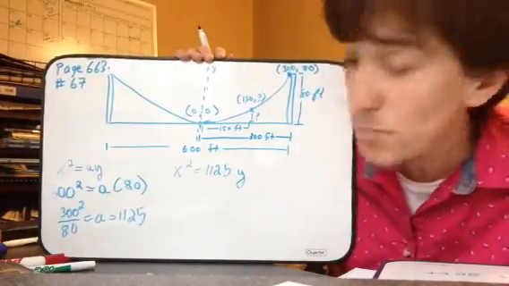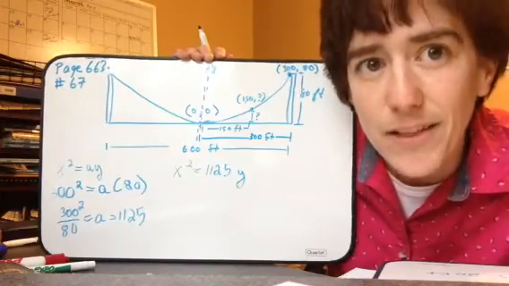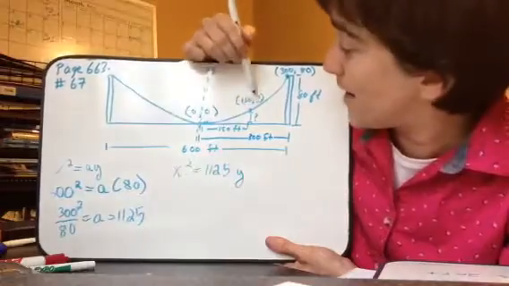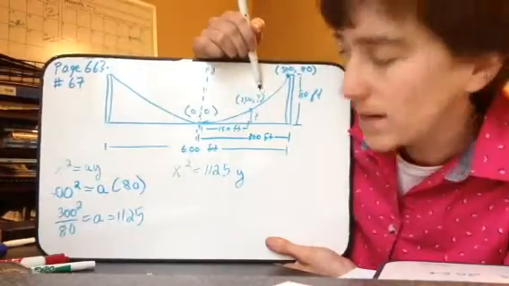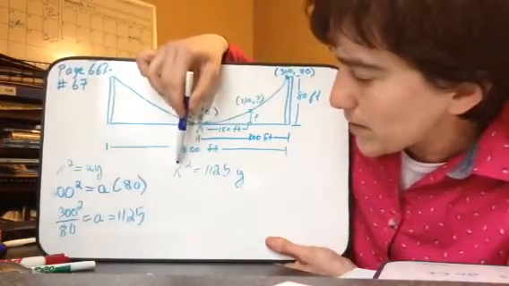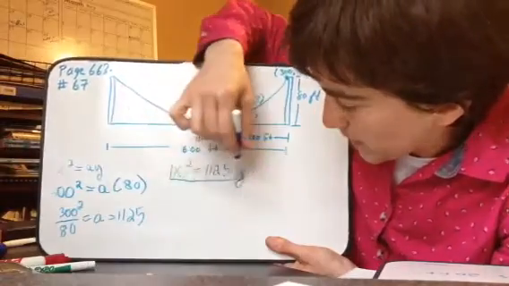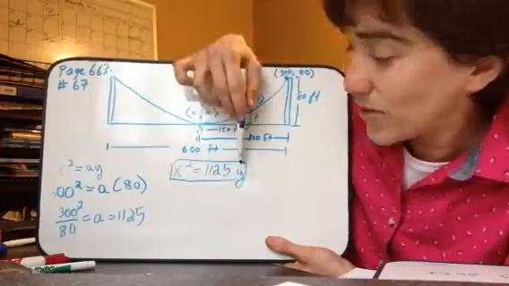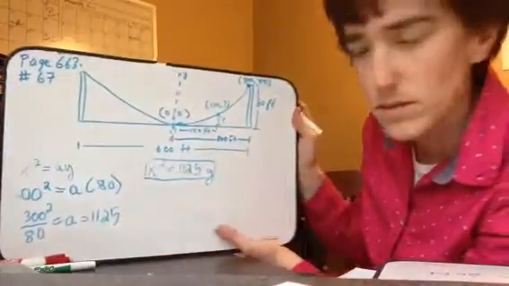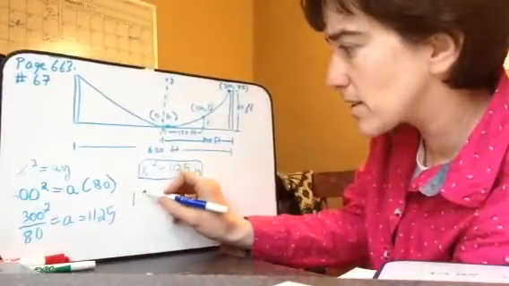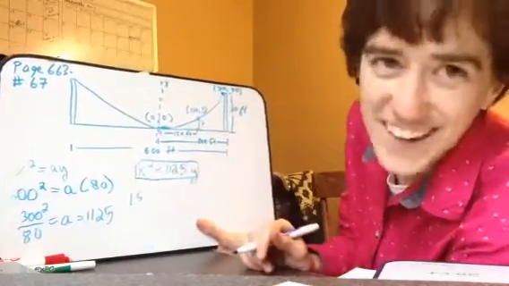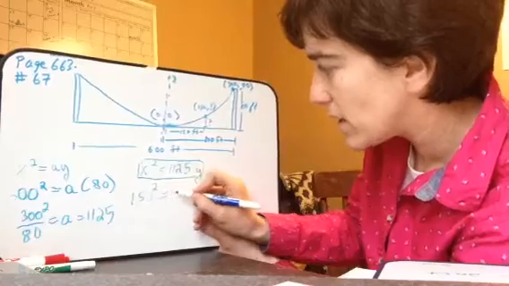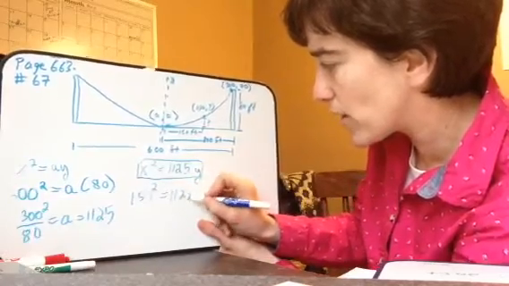Fortunately, that tells me my x value. So really, I'm trying to figure out right here. I've got my x value, but I want to know what the y value is, the height. So, by going to my equation of the parabola, I can substitute in my x and conveniently solve for y. So let's do that. In for x goes my x value of 150 squared equals 1,125y.